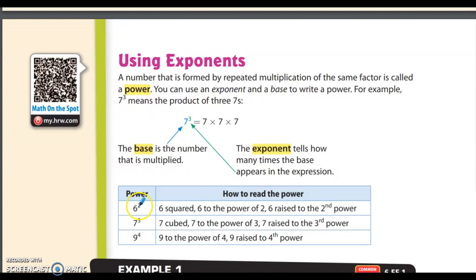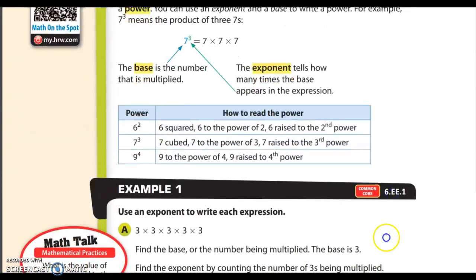We've got a 6 is the base and the 2 is the exponent. You could call that 6 squared. You could call that 6 to the power of 2. You could call that 6 raised to the second power. How about if it's the third power right here? That would be 7 cubed, or 7 to the power of 3, or 7 raised to the third power. 9 to the fourth power, that's 9 to the power of 4. 9 raised to the fourth power. Those are the ways that we say that. Alright, so let's check out how this works.